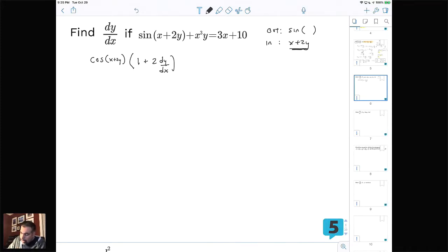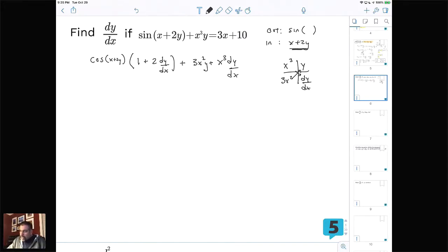When we go to the next term, we've got x cubed y. Again, I'm going to set that up as a product rule the way I like to set it up. So I'm going to get the derivative of x cubed to be 3x squared. I'm going to get the derivative of y to be dy over dx. So now I'm just going to go this way and get 3x squared y, plus, coming the other way, I'm going to get x cubed dy over dx.